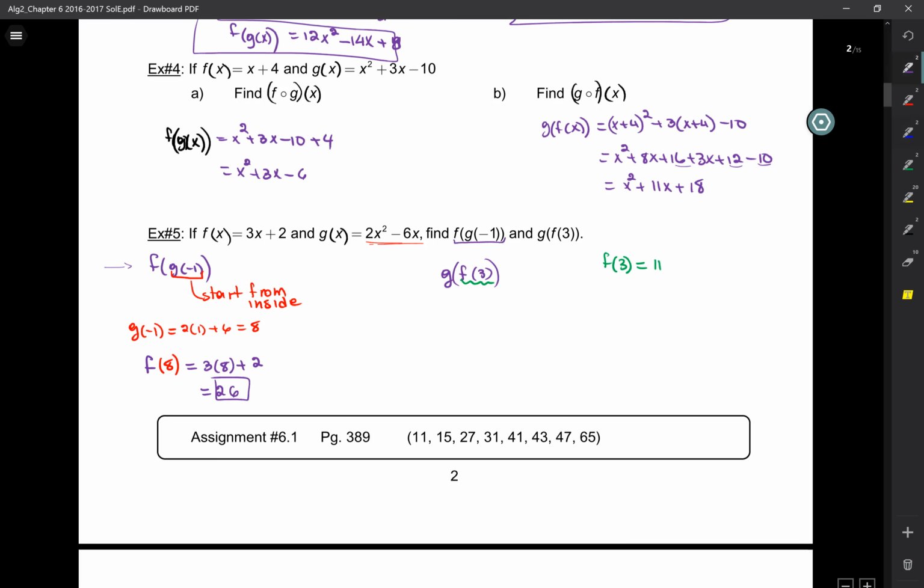All right, now I was looking for g of f of 3, but what's f of 3? 11. So now I have a brand new problem to find g of 11. Well, what's g of 11? That's 2 times 11 squared minus 6 times 11. What's 11 squared without using the calculator? 121. So this is 242 minus 66.